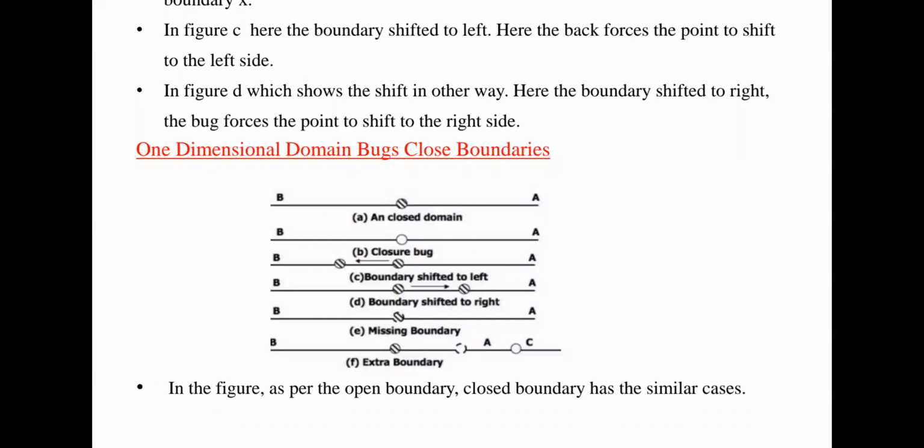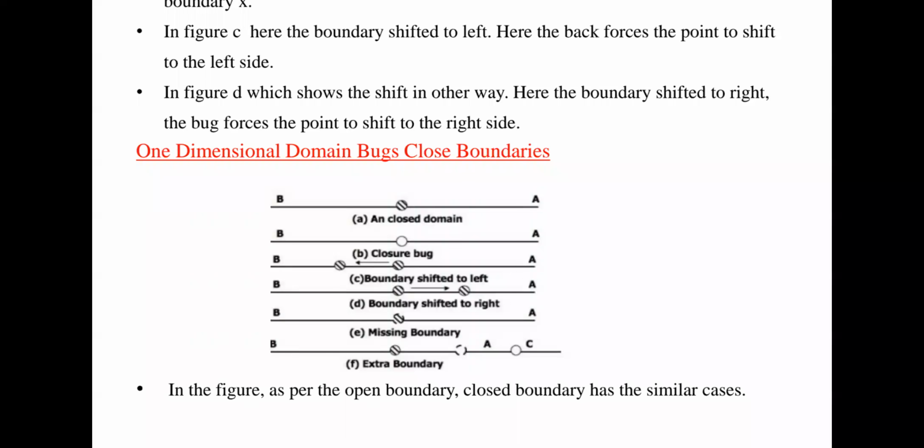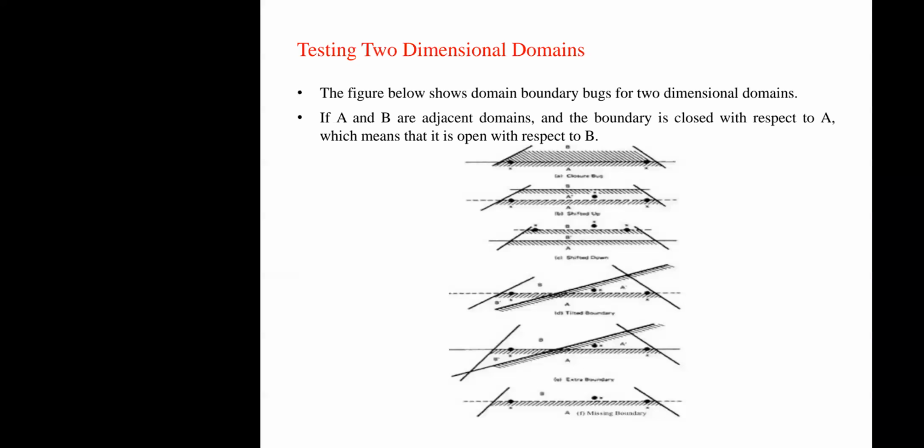So these closed and open boundary closures will be decided based upon the boundaries of a particular variable. The figure for the open boundary and the closed boundary has similar errors, but we will take the closure format. So these are the different errors that will occur on closed and open boundaries in one dimension.